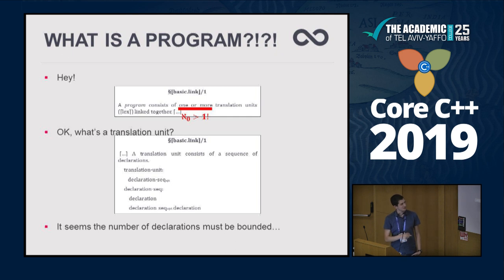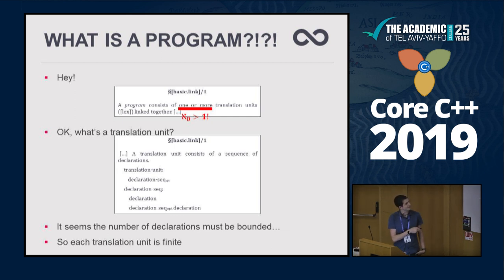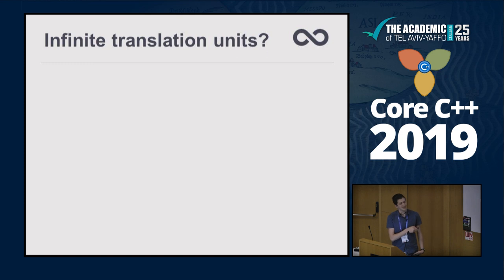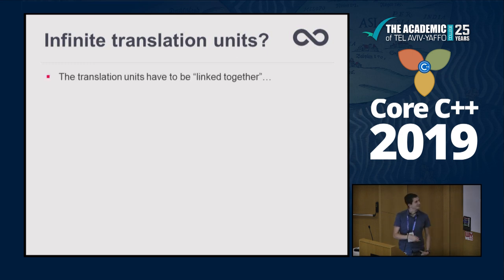It seems from this thing over here that the number of declarations must be bounded, right? Because you can only produce one more each time. So each translation unit is finite. But can you have infinite translation units, though? Interesting. The translation units, according to the standard, have to be linked together, right? Linked together.